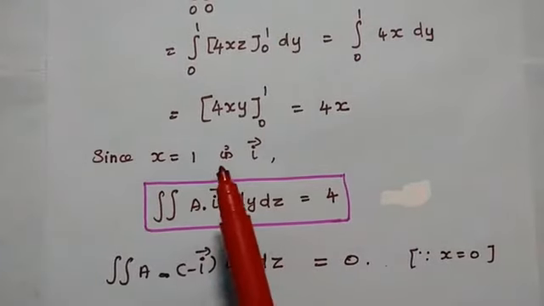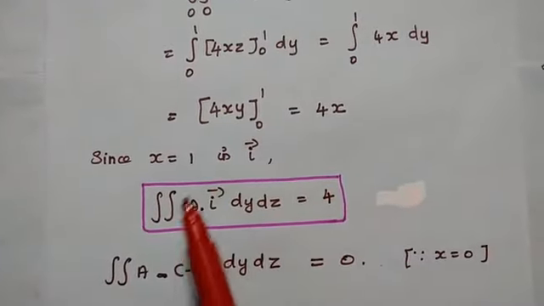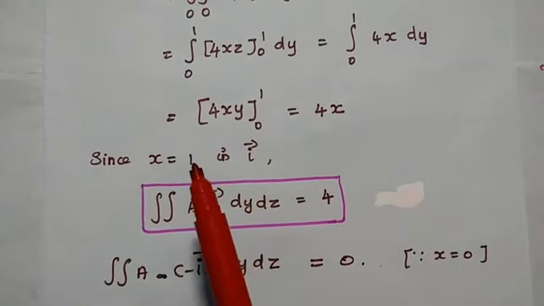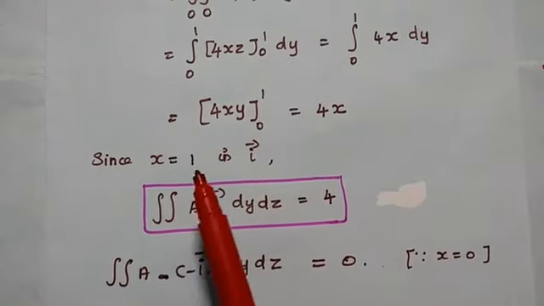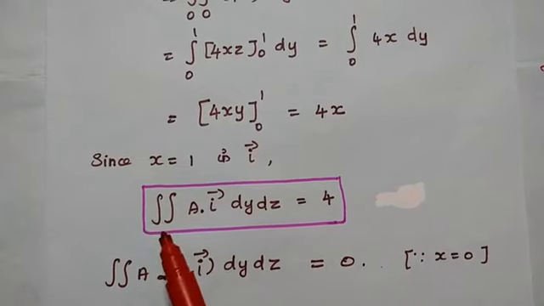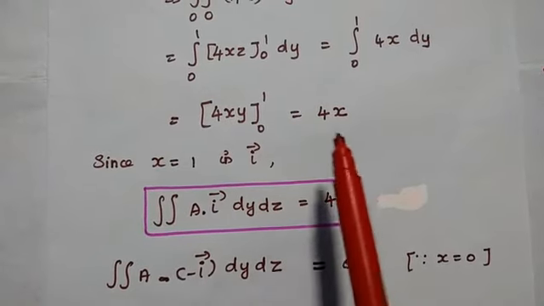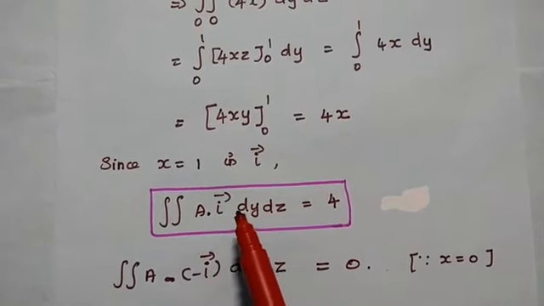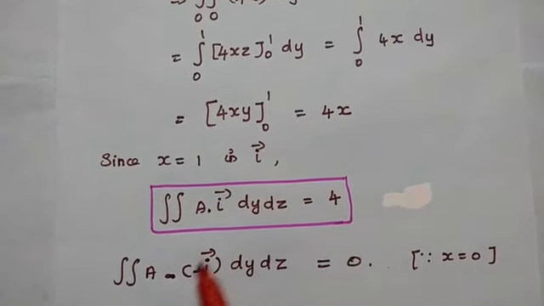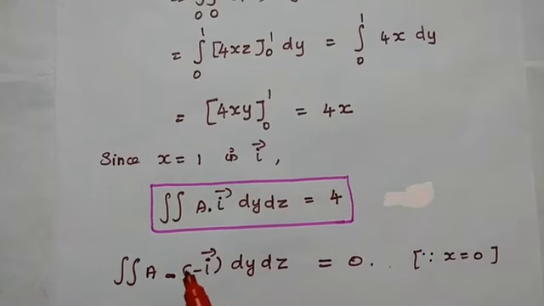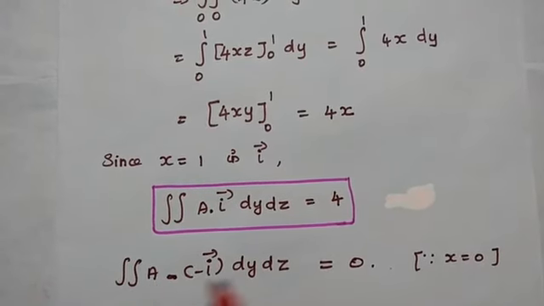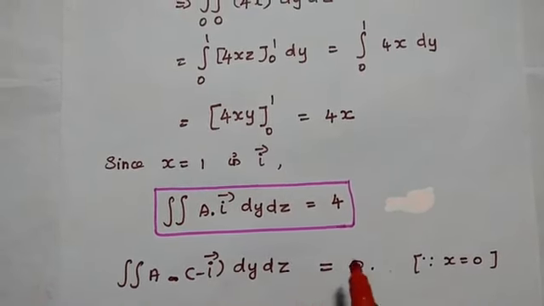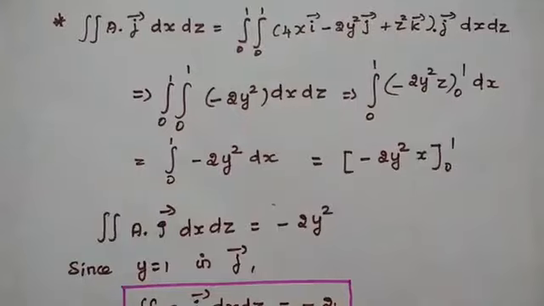Okay, this is the answer for that surface integration. Since x is equal to 1 in i vector, that is given in the problem, right? It is bounded by cube, that value is equal to 1 in i vector. Then this term becomes 4 into 1 is equal to 4. So surface integral of a dot i vector dy dz is equal to 4. And then in the opposite direction, its value is 0. So we can mention that value as 0.